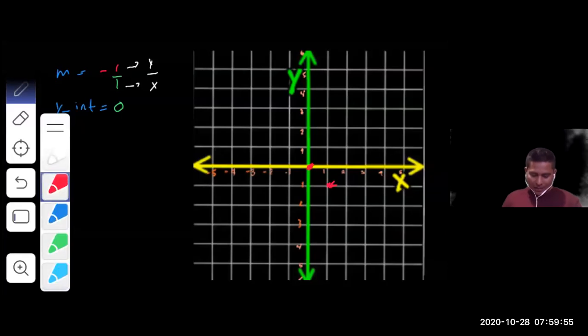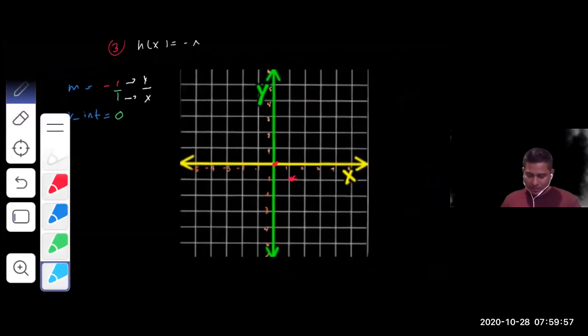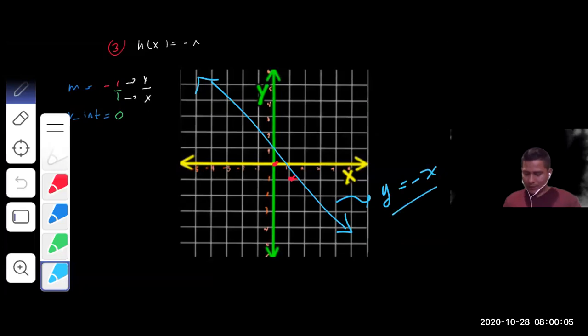And now, guys, let's make the line. That's awful, but let's suppose that it's a straight line. This line is y equals -x. This is the function.